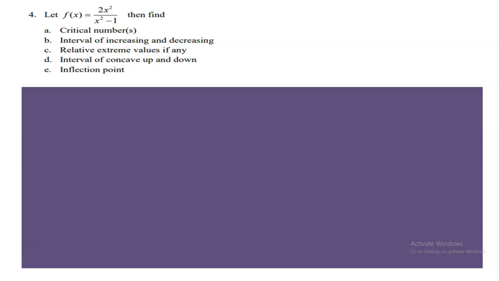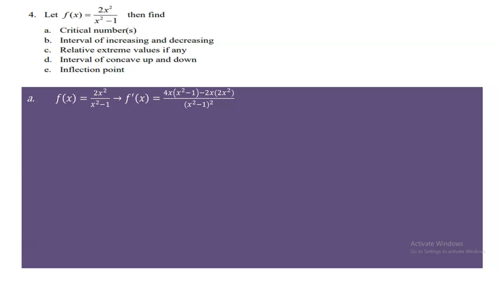So directly going to the question, you are asked to find the critical number, interval of increasing and decreasing, relative extreme values if any, and also interval of concave up and down and inflection point for this particular rational function. In order to find all these, the primary thing that you need to do is find the first derivative of this function first, and for this you need to apply the quotient rule because it is a rational expression. So recalling that, let's see how we can find the critical number.